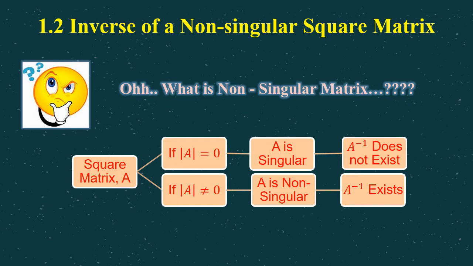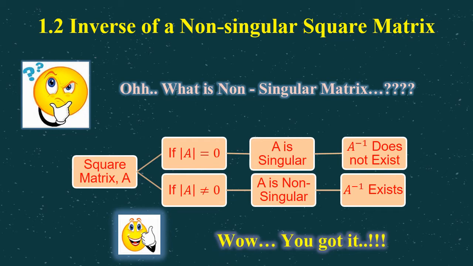Keep it in mind that only when determinant A is not equal to 0, A inverse exists. That is, any non-singular matrix alone gets its inverse. So, every non-singular square matrix is invertible. So many words there. Okay? Fine. Got it?